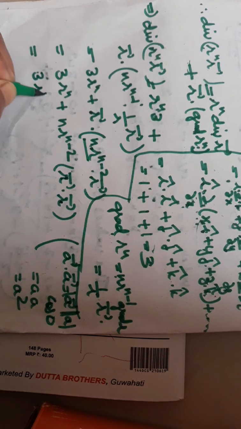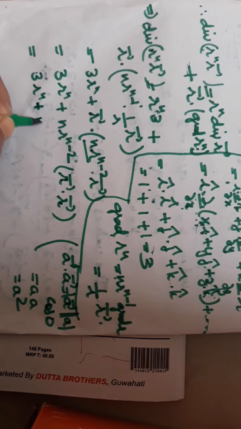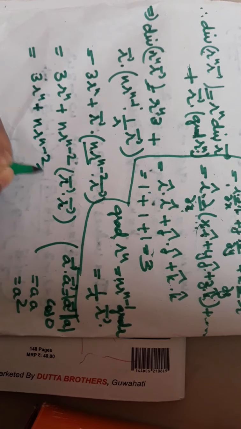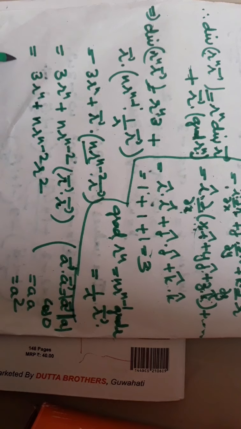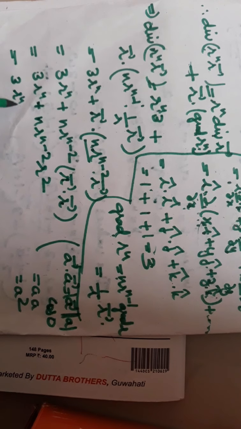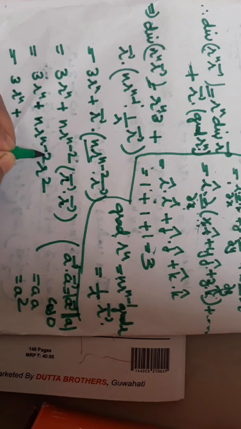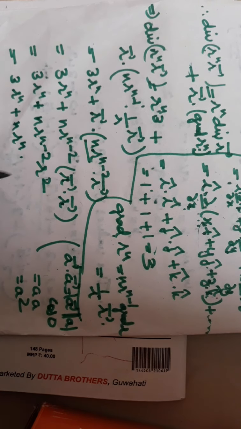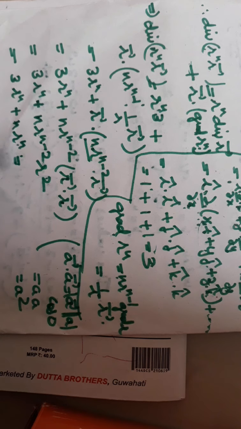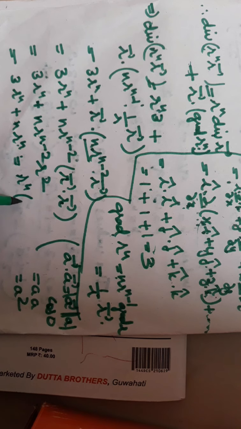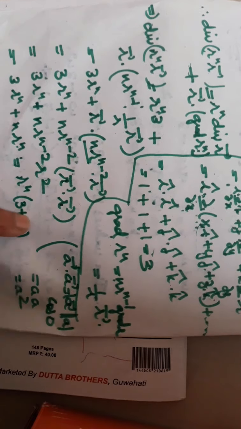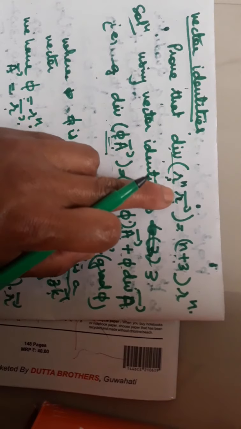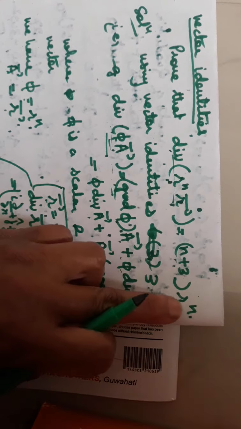So you have 3r to the power n plus nr to the power n minus 2 into r square. So this will give you 3r to the power n plus nr to the power n minus 2 plus 2, which gives you nr to the power n. So which is the same as r to the power n into 3 plus n. So divergence of r to the power n into r bar is equal to n plus 3 into r to the power n.